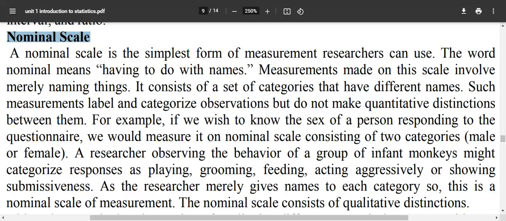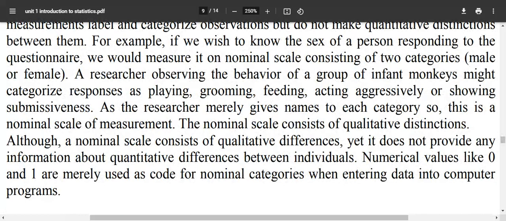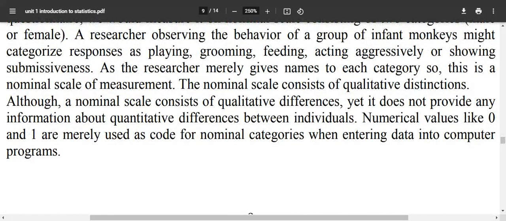A researcher observing the behavior of a group of infant monkeys might categorize responses as playing, grooming, feeding, acting aggressively, or showing submissiveness, as the researcher merely gives names to each category. So this is a nominal scale of measurement. The nominal scale consists of qualitative distinctions. Although a nominal scale consists of qualitative differences, it does not provide any information about quantitative differences between individuals. Numerical values like 0 and 1 are merely used as code for nominal categories when entering data into computer programs.